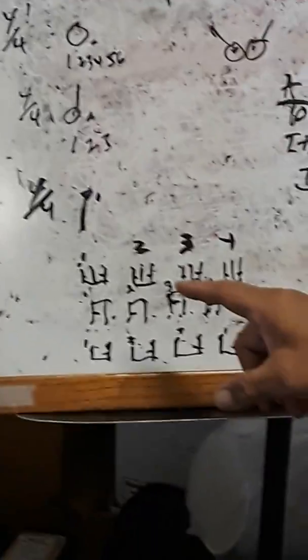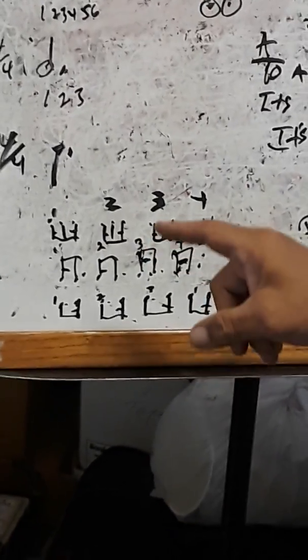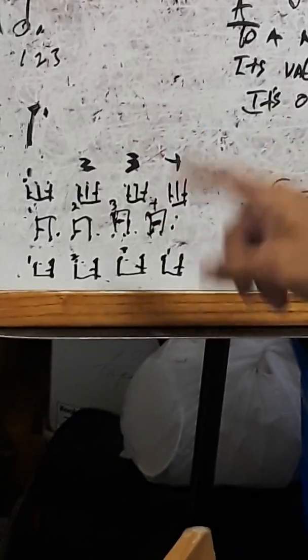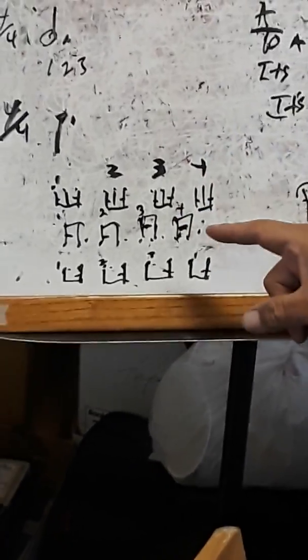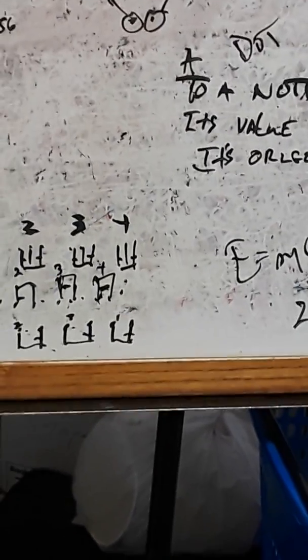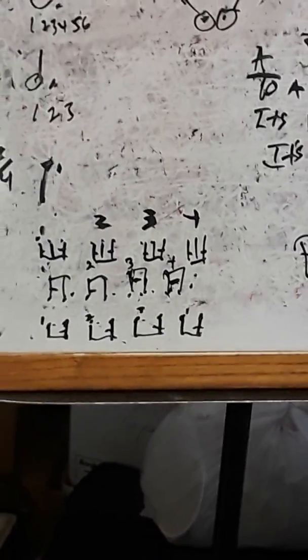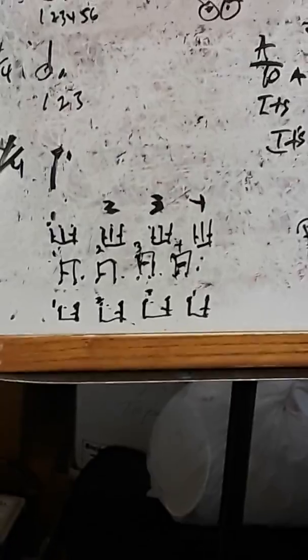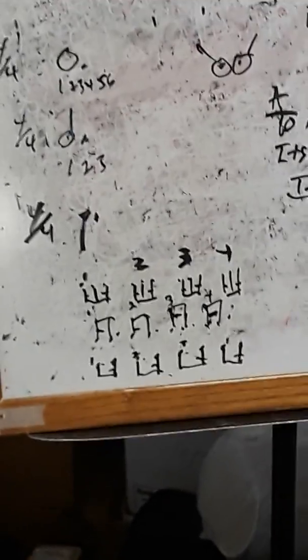Okay, and here we have an example of 8 notes of variation. Ta, ta, ta, ta, ta, ta, ta, ta, ta, ta, ta, ta, ta, ta, ta, ta, ta, ta, ta, ta, ta, ta, ta, ta, ta, ta, ta, ta, ta, ta, one, ta, ta, ta, two, ta, ta, ta, ta, ta, two, three, four.